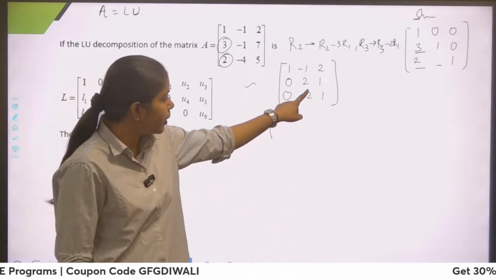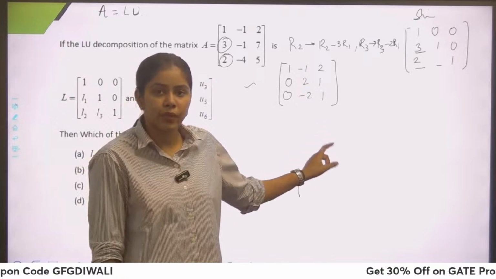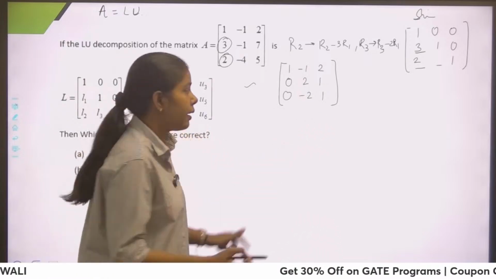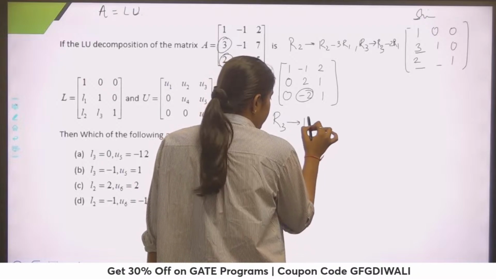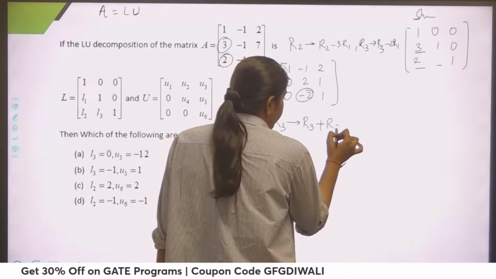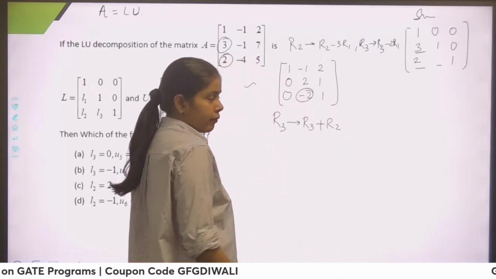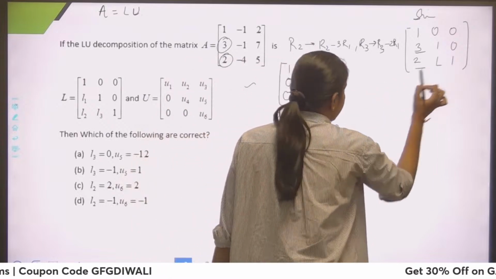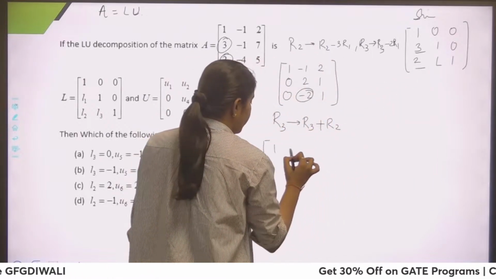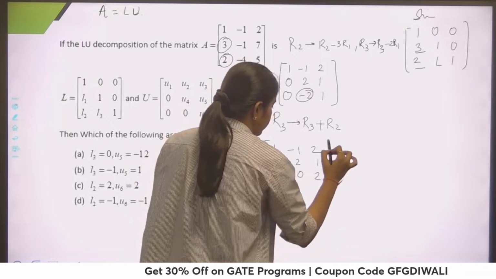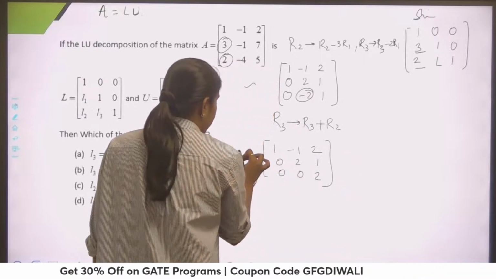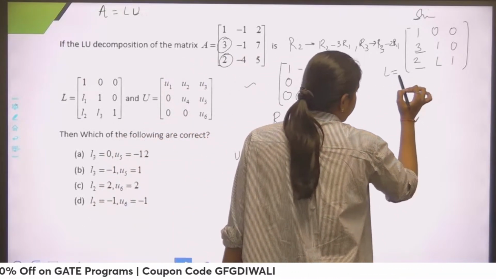Now what would I do? Because I have to make this matrix an upper triangular matrix by row reducing, right? So I'll make this value 0. What would I do? R3 tends to R3 plus R2. Because I have added 1 with the help of R2, I'll add 1 here, right? And on solving, we'll get 1, minus 1, 2, 0, 2, 1, and 0, 0, 2. So this is my upper triangular matrix and this is my lower triangular matrix.